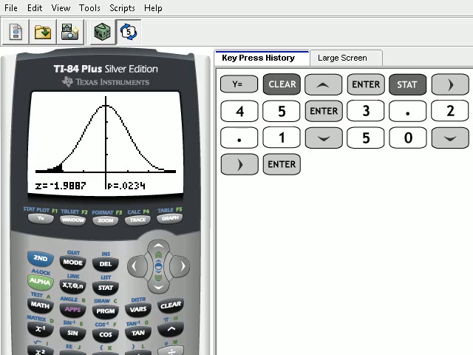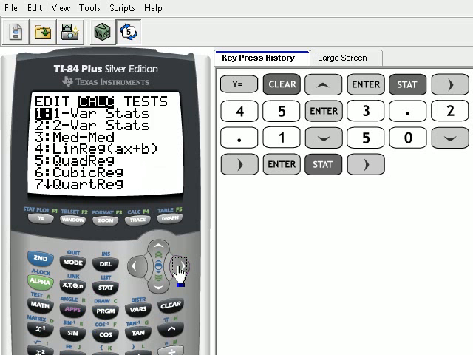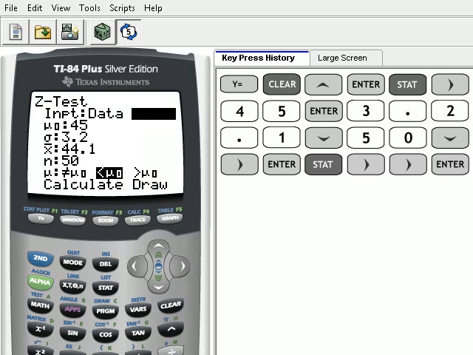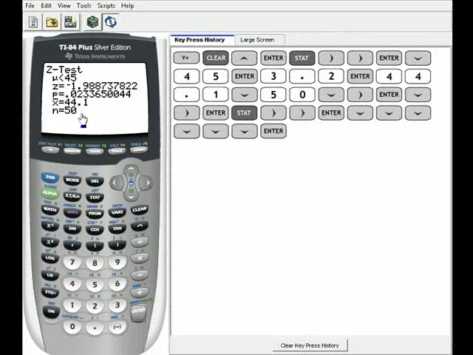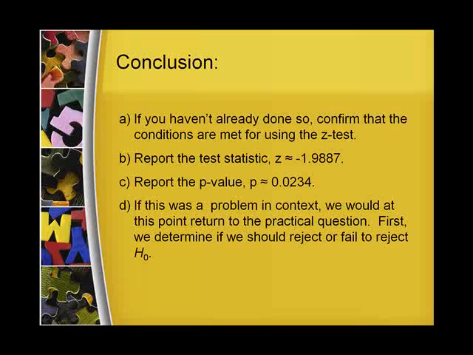Now, a different way we can do it, if you don't really care to see the drawing, we can press stat, still arrow over to test, still choose the z-test. You're still going to have statistics and all the same values, but instead of drawing, we're going to calculate. So press enter when you have calculate highlighted, and we find out that for mu is less than 45, we get the same values, a few more digits. Z equals negative 1.988, p equals 0.0233.